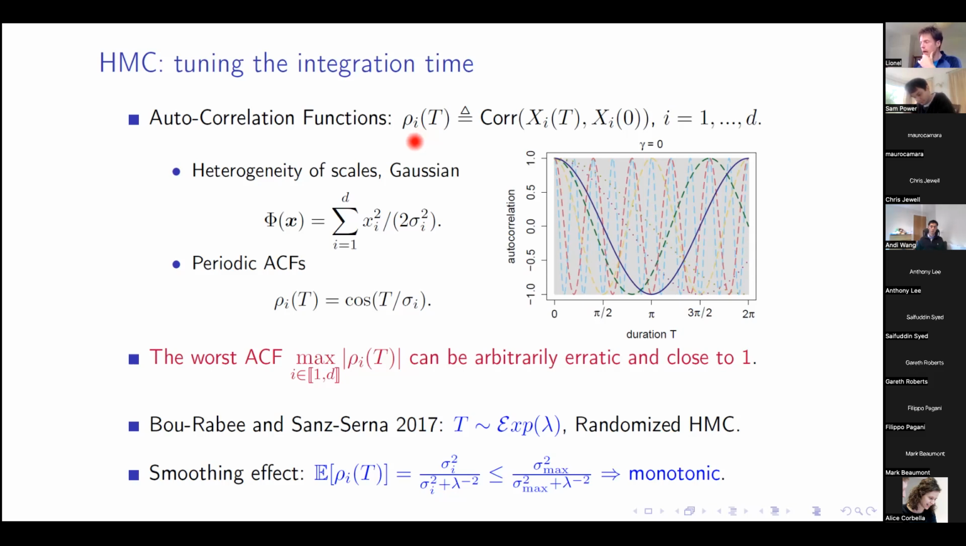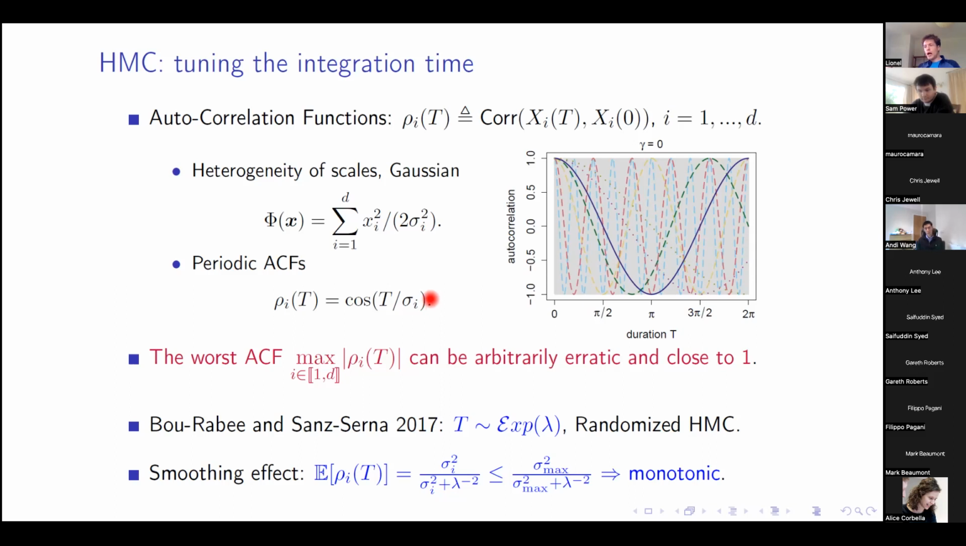Okay. And so if we plot all these ACFs, you can see here on the right-hand side for the Gaussian case, everything's explicit. It's nice. We actually get formulas that boil down to simple cosine functions with different bandwidths. And the first remark is that if you have heterogeneity of scales, it means that it will be quite hard to find the value of t that will be able to control all these ACFs at once.